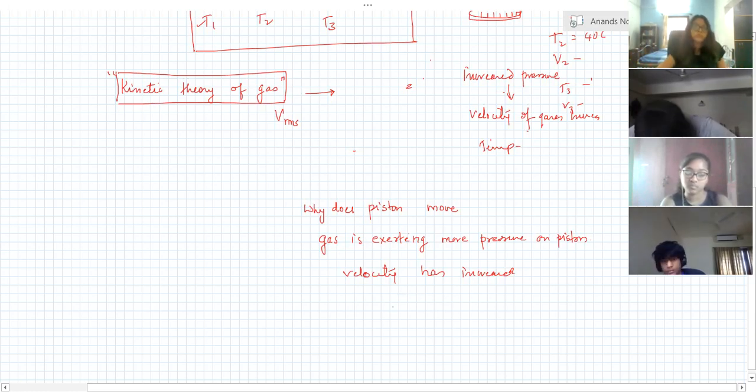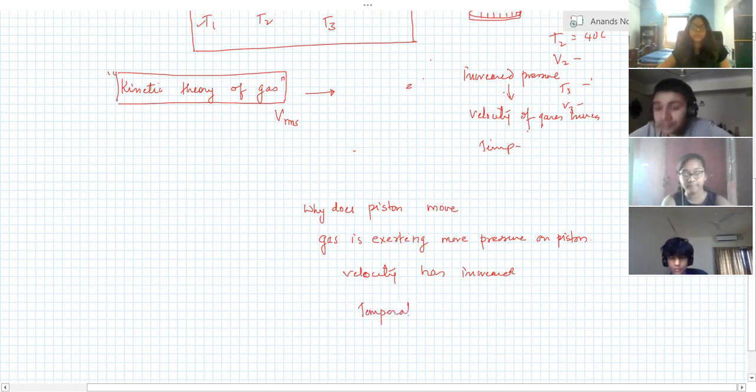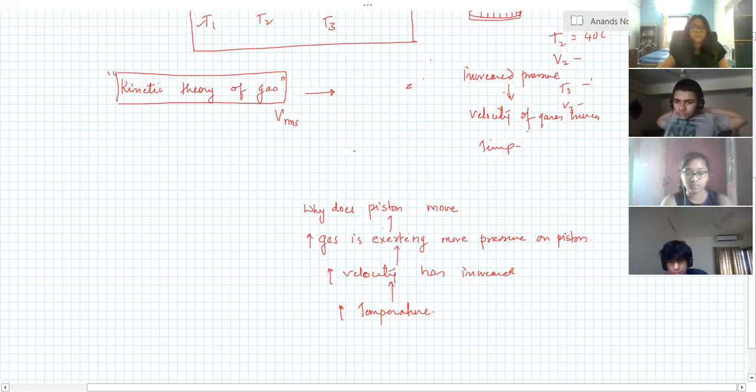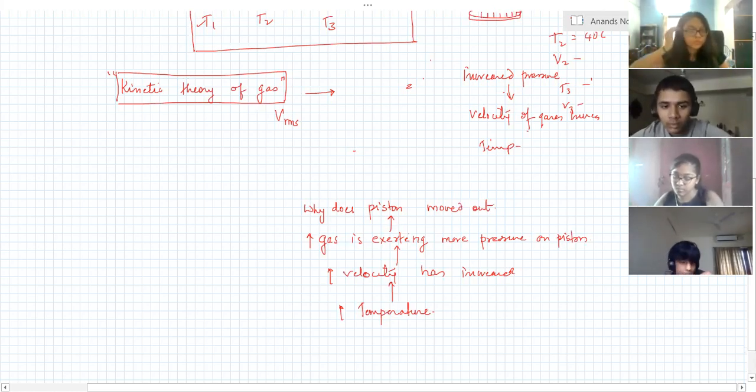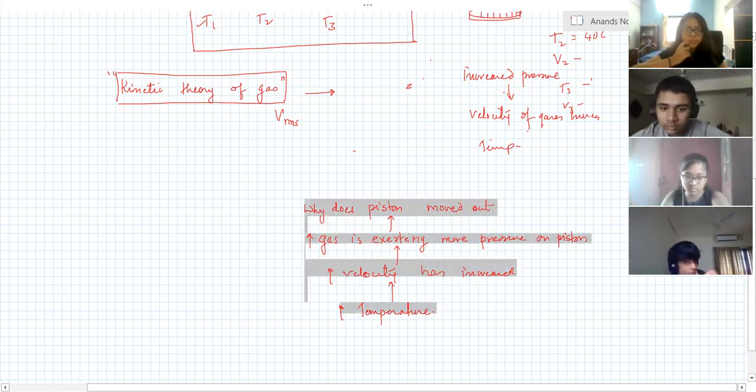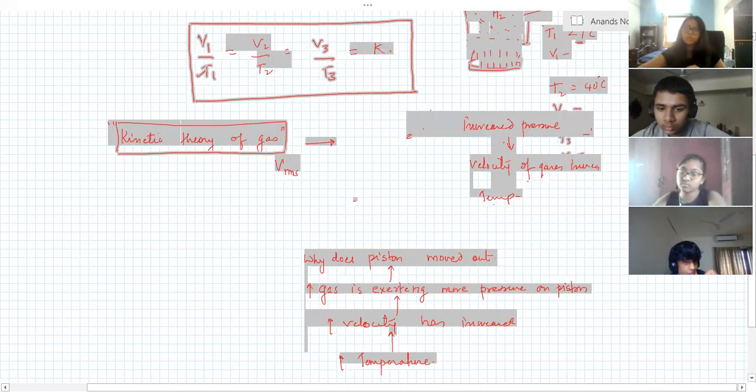Why did the velocity increase? Because you increased the temperature. So this is how the relationship goes. An increase in temperature results in an increase in the velocity of the gas, which results in an increase in the pressure. Because of that, the piston is pushed out. Are you following this, guys? All right, so this is something about Charles' law.